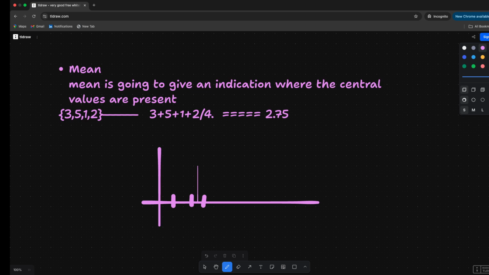Now, what is the drawback of using mean, right? Remember that the data that we are going to get for EDA will not be clean data. It will have all sorts of outliers in it. So is mean a good statistical measure to indicate the central value? We are trying to understand whether mean is a good statistical measure or not.